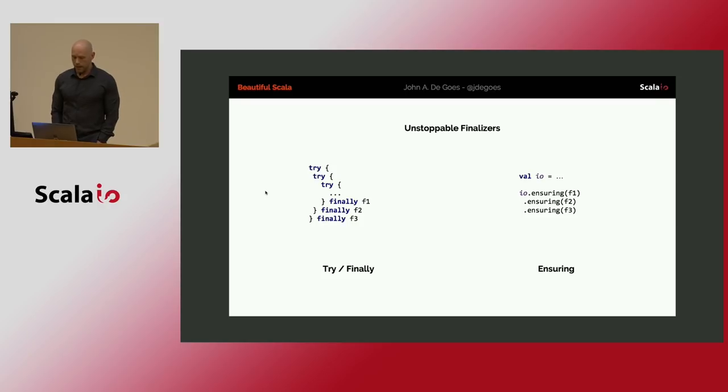And like try and finally, finalizers cannot be stopped. And what that means is if you have nested finalizers and one of them fails for some sort of catastrophic reason, the ones on the outside will still be run and in the correct order, which means if you have a buggy finalizer and it's going to leak some resource, unfortunately that happens, you'll leak the minimum amount of resources because all the other finalizers will be run on the way out in the correct order.